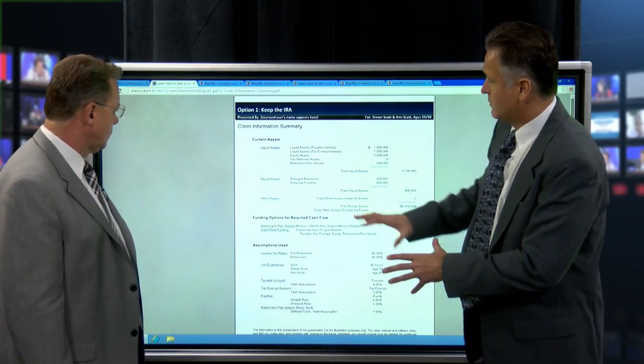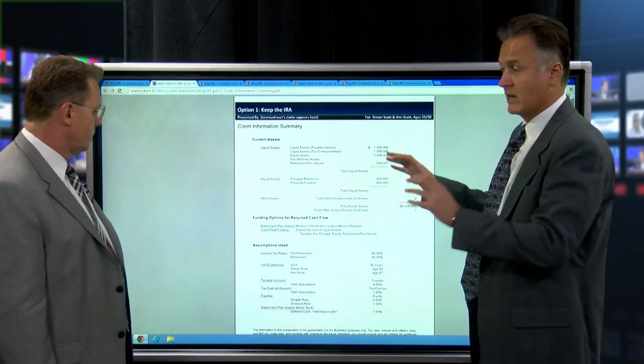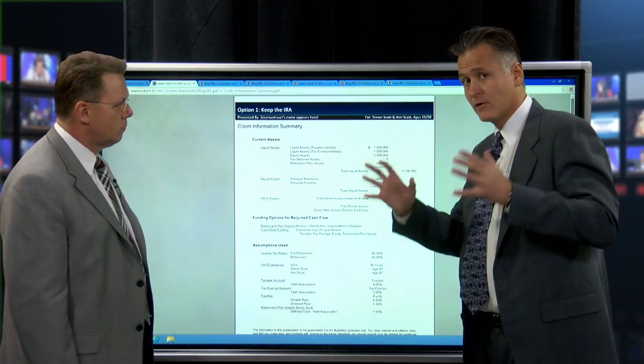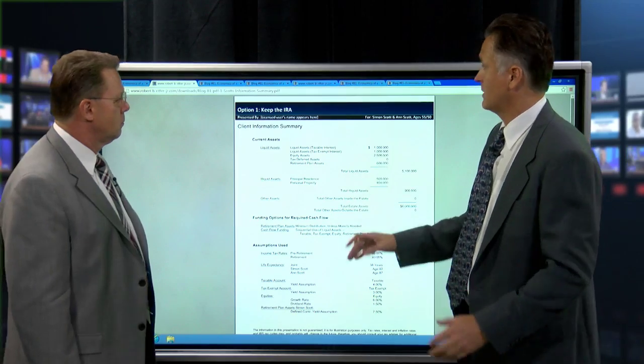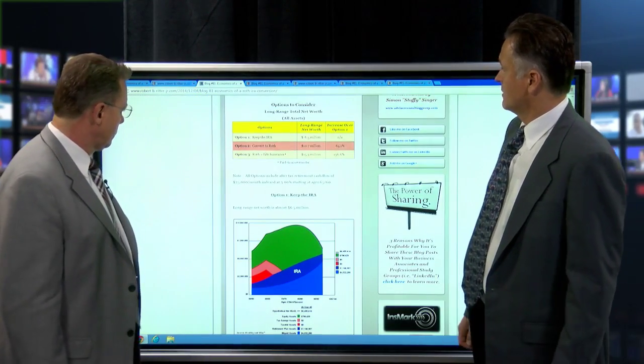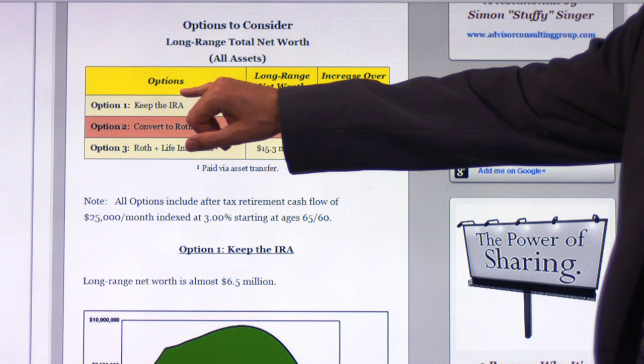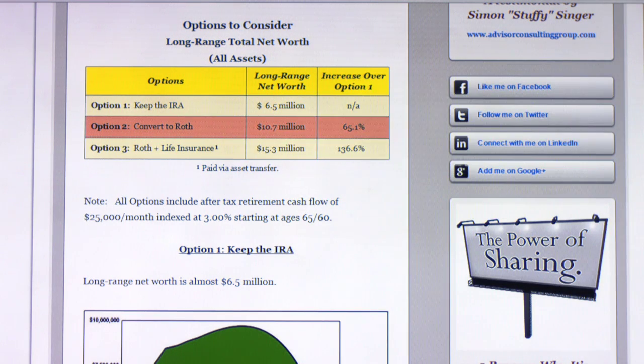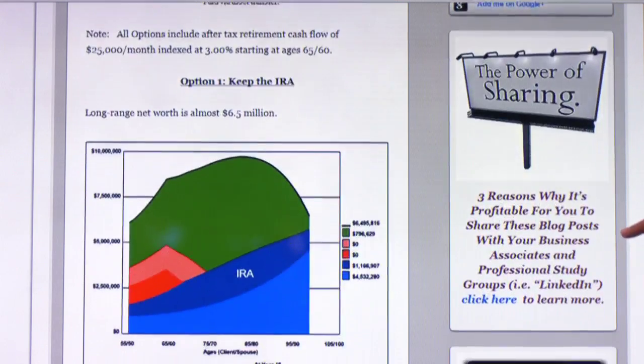So what we want to do is look at this situation and see if they just left their IRA alone and didn't convert it to the Roth, where would we be? And let's take a look at that. Just to summarize, what we're going to show you is keep the IRA. Their long-range net worth is going to be $6.5 million. And let me show you what that looks like.